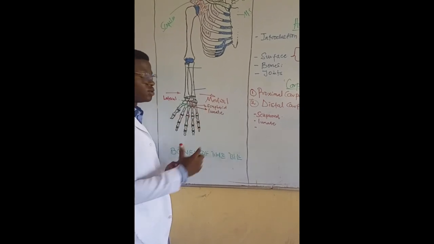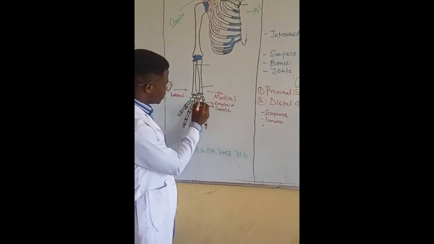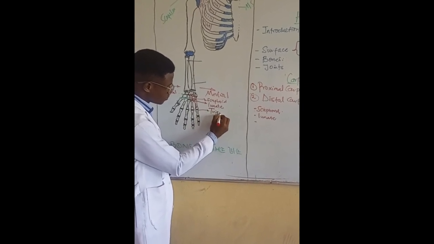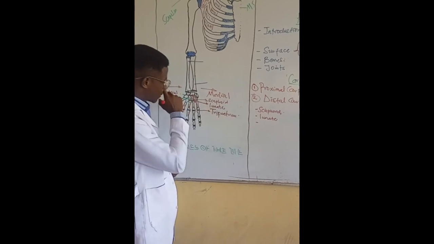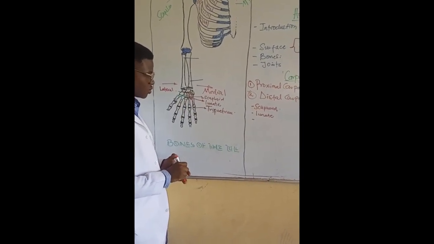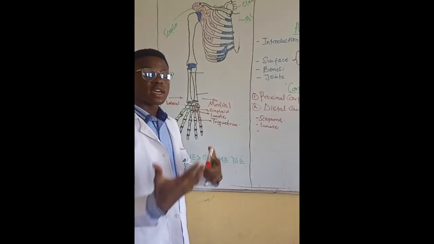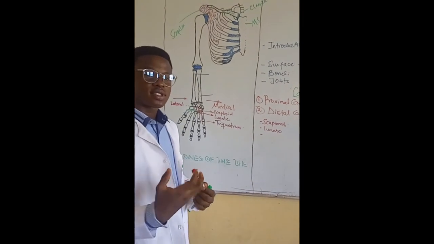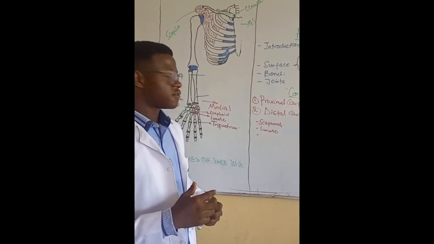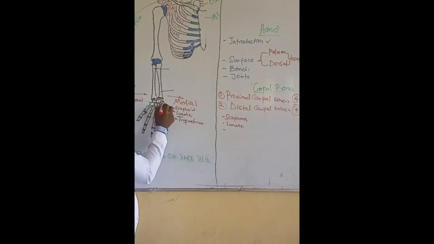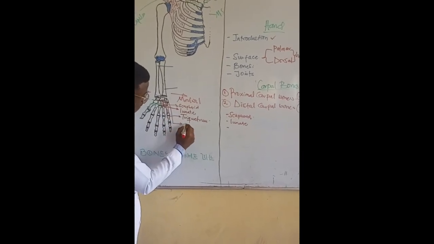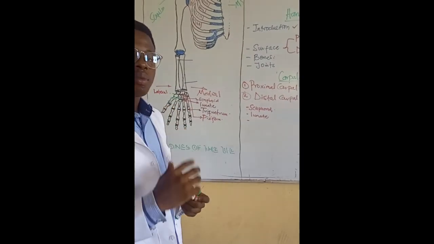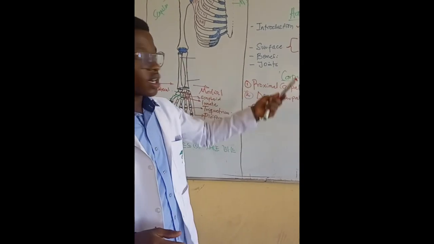The bone that is medial to the lunate is the triquetrum, which is placed here. The triquetrum. Now, one funny thing about the triquetrum: it allows the next bone medial to it to sit over it. And that bone is called the pisiform, and it is the most medial proximal carpal bone of the carpal bones. So we have just 4 bones in the proximal row of the carpal bones.